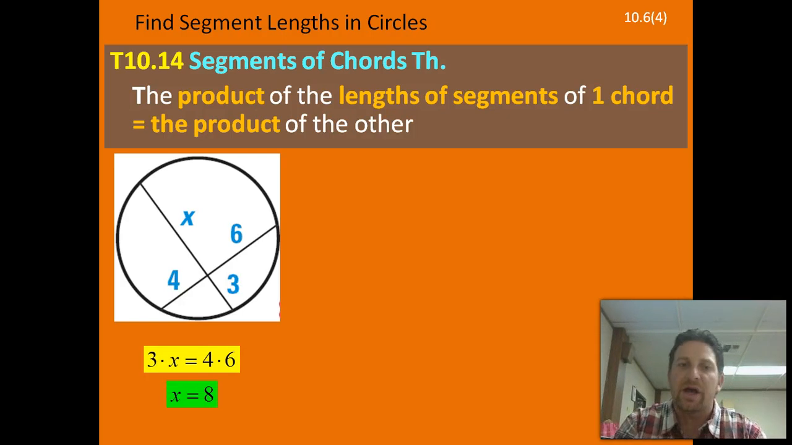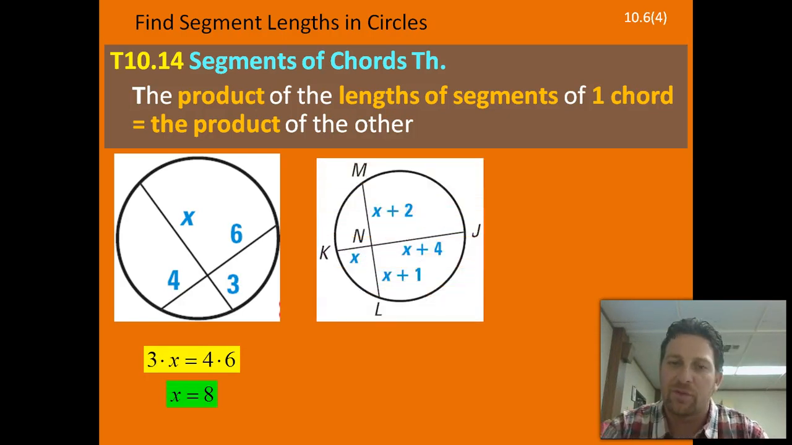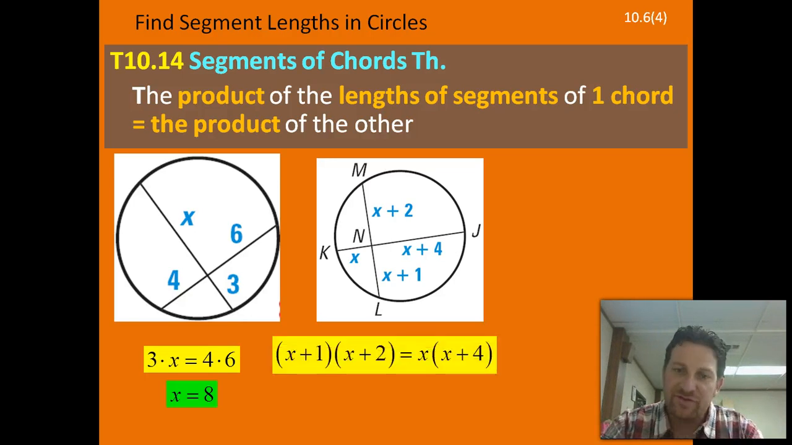Now that seems pretty easy, but the fun comes when they give you a problem that looks kind of like this, where we've got a bunch of X's and binomials. Basically the setup's the same. I look at the whole chord M to L, and the whole chord K to J, and I take the product of MN times NL and set it equal to the product of KN times NJ. So on the left side I have X plus 1, which is NL, times X plus 2, which is MN, and I set that equal to KN, which is X, times NJ, which is X plus 4.